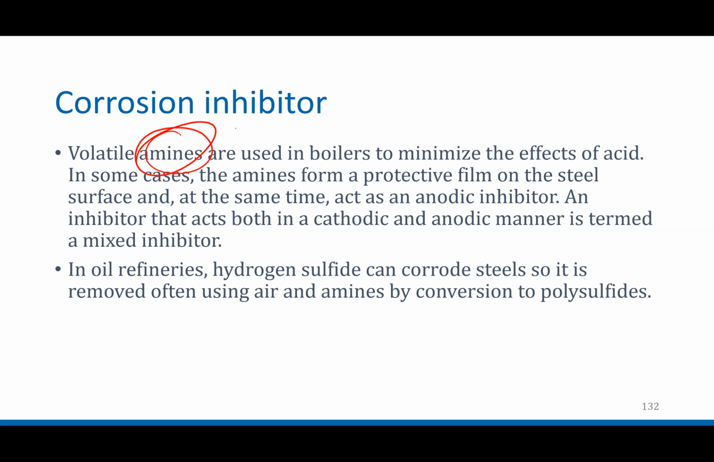Amines, so again, nitrogen, are used in boilers to minimize the effects of acids. Amines, guys, are typically weak bases, and you guys learned in chemistry 1121, when an acid and base interact, they neutralize each other. So volatile reactive amines are used in boilers to minimize the effects of acids. Amines can also help form a protective film on the steel's surface and stop corrosion from happening. It can inhibit. Inhibit, guys, just means stop or slow down anode or cathode reactions.